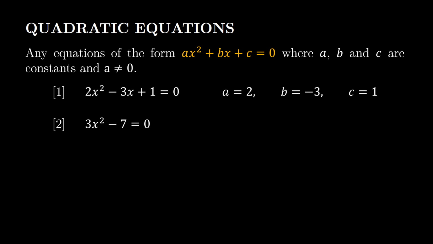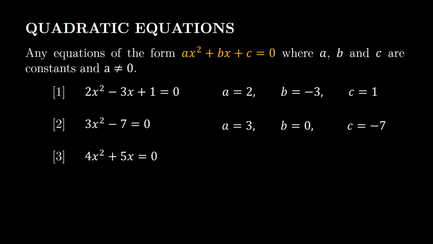And number 2, we have 3x squared minus 7 equals 0. If you compare this with the standard general form, we have a equals 3. As you can see, the bx part in this equation is missing. That gives us b equals 0, because 0x is 0. So c is negative 7.